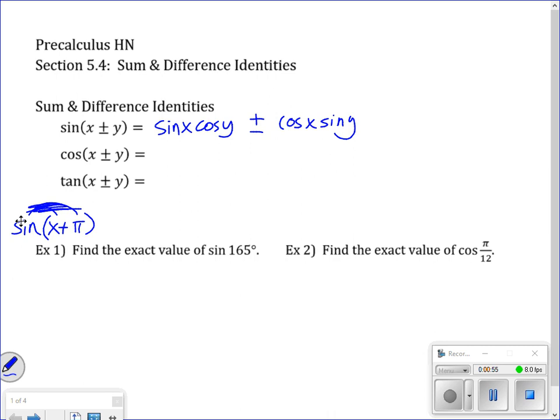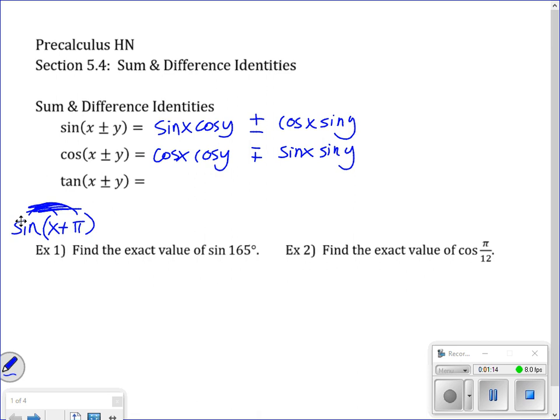With the cosine of a sum or a difference, you do the cosine of the first thing times the cosine of the second thing. And then the symbol in the middle switches around. If you had addition earlier, you would do subtraction. If you had subtraction, you'd do addition here. And then you'd take the sine of the first and the sine of the second thing.